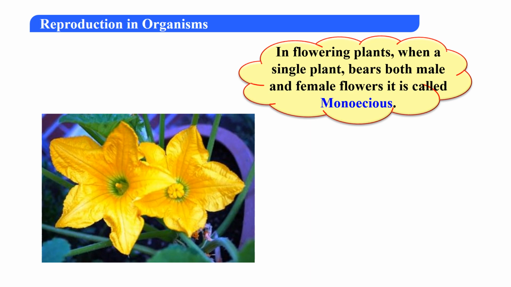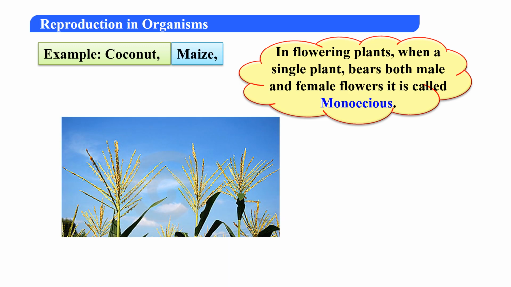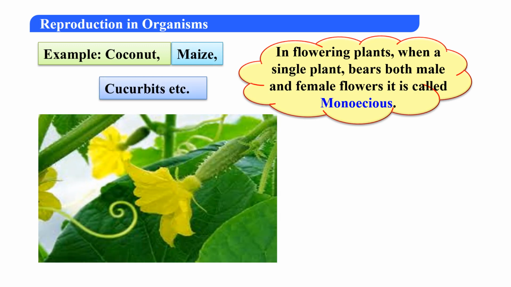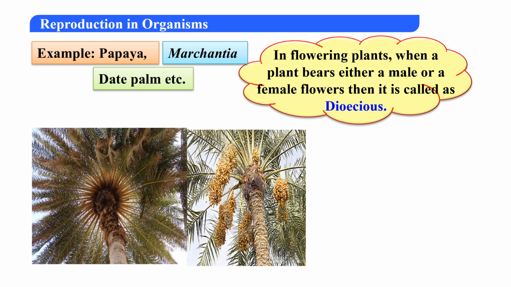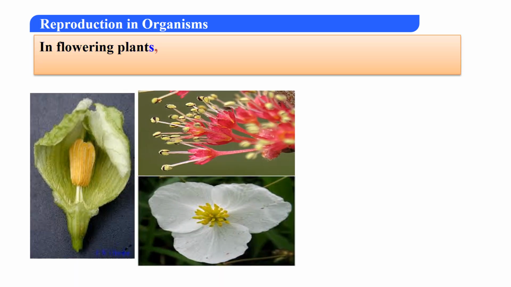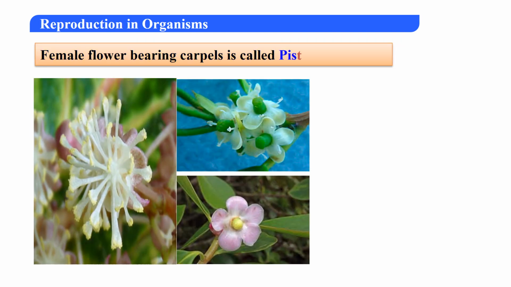In flowering plants, when a single plant bears both male and female flowers, it is called monoecious. Examples: coconut, maize, cucurbits, etc. When the plant bears either male or female flowers, it is called dioecious. Examples are papaya, marchantia, date palm, etc. In flowering plants, the male flower bearing stamens is called a staminate flower. The female flower bearing carpels is called a pistillate flower.